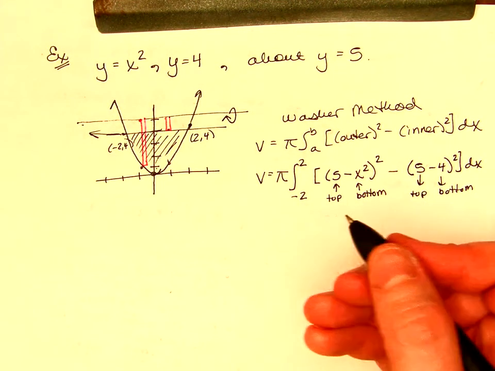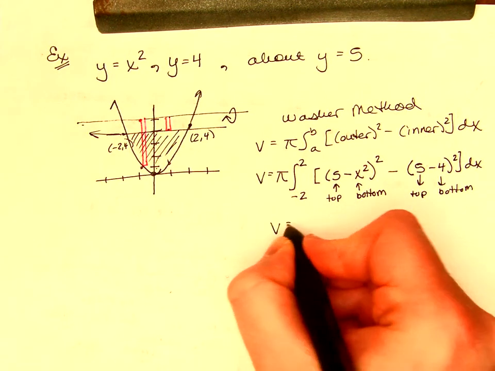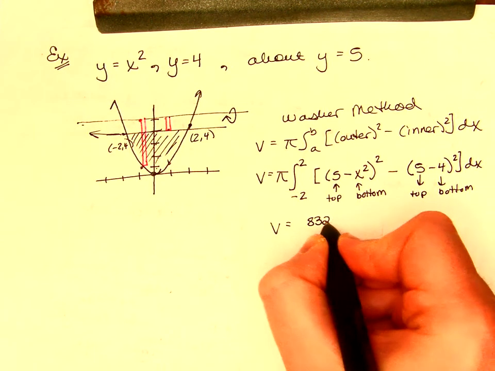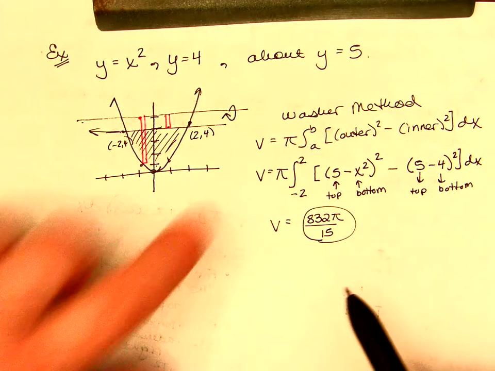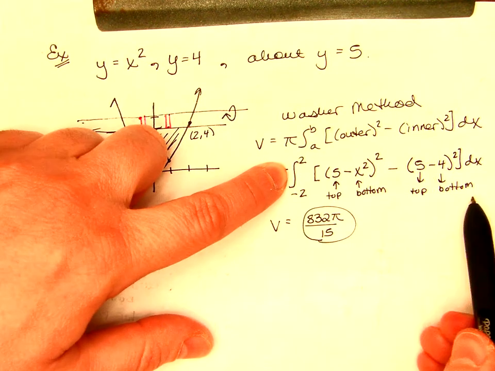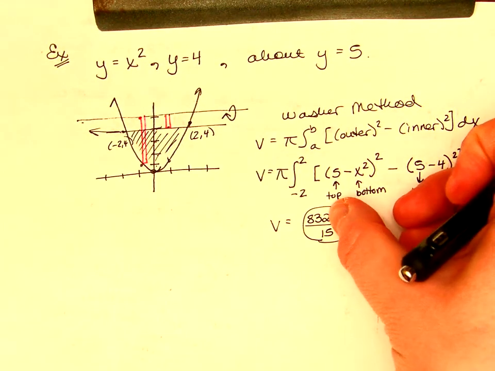Go to your calculator, type things in, and this should give you 832 pi over 15. Remember our rules we've been using. Ignore the pi when you go to the calculator. Type things in. You're going to get 832 over 15, and then tack the pi onto the answer.